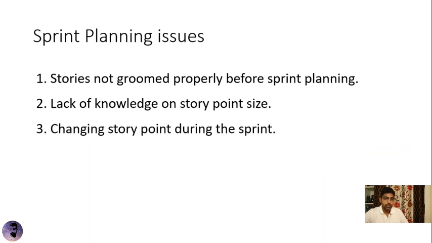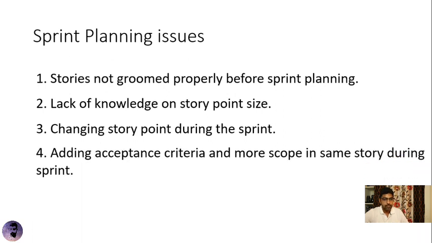Changing story points during the sprint is not allowed. Once the planning is done, the stories are frozen. I have seen teams who change the story points dynamically in the sprint. That is going to impact us in the retrospective, as we will not be able to retrospect properly. Another one is adding acceptance criteria and more scope in the same story during the sprint. If you have to add more scope and more work, you create a new story or put it in the backlog. If it is so critical that it has to be done in the same sprint, create a new story and add it, so that the story that is already planned gets completed. Otherwise, it will be very difficult for us to retrospect and deliver value out of it.